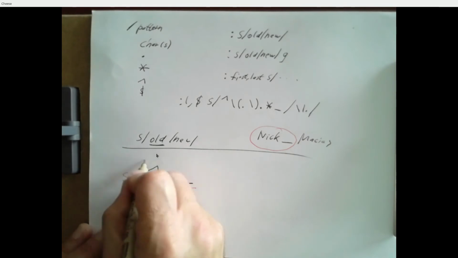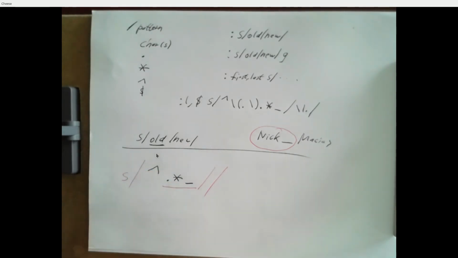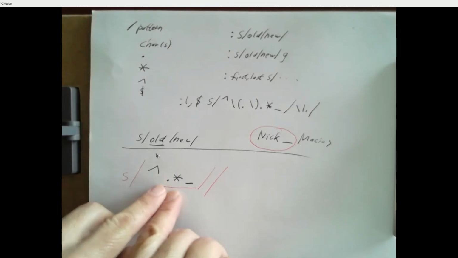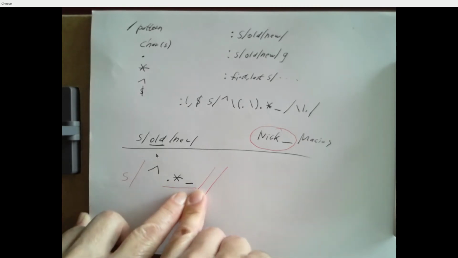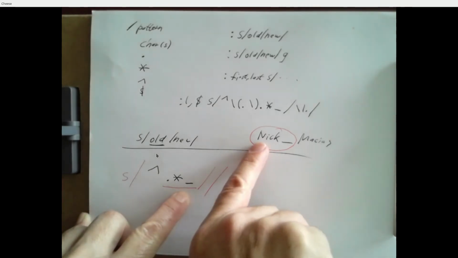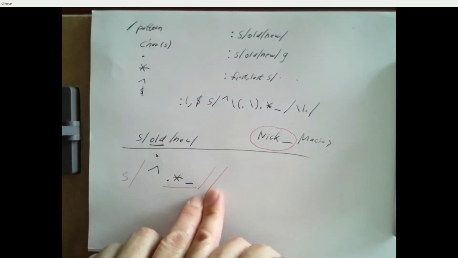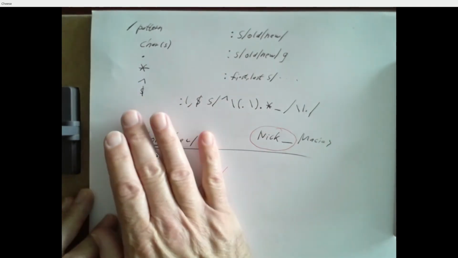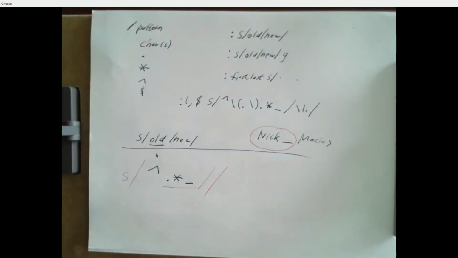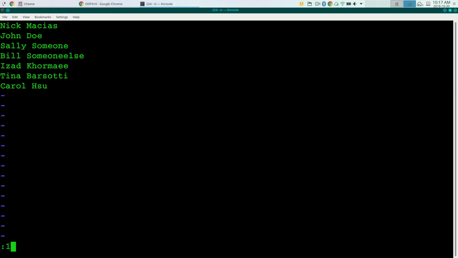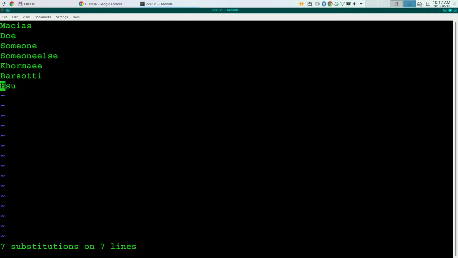So if I say substitute this with nothing, that will get rid of the first name. Right? I'm saying look for the beginning of the line, followed by 0 or more occurrences of anything, followed by a space. So however big that first name is, it's going to pick up all of those characters and the space. And if I say replace that with nothing, it's going to get rid of it. Right? It's going to replace it with nothing. So if I say $1, $, substitute caret dot star space with nothing, right, there goes the first names.